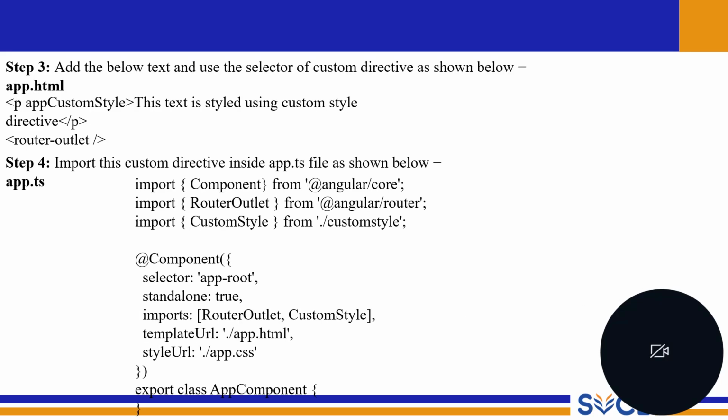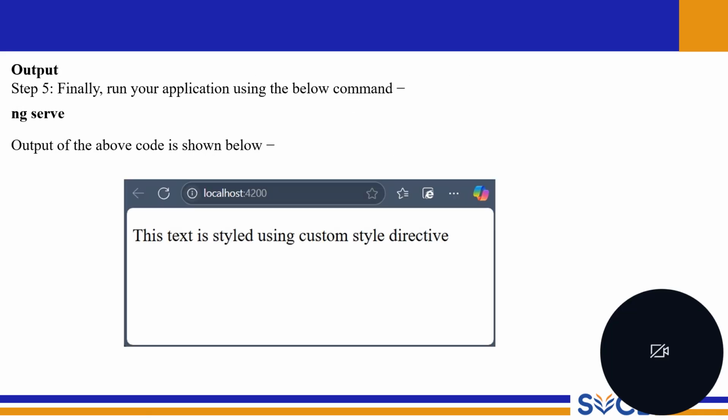Step 3, add the below text and use the selector of the custom directive. In step 4, import this custom directive. So finally, you have to run your application using the command. So finally, you got the output like this. So that's all about Angular directives.